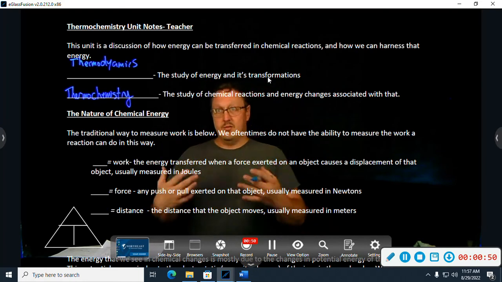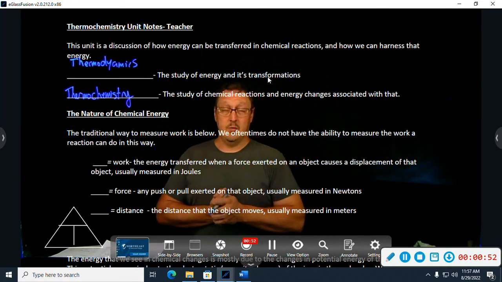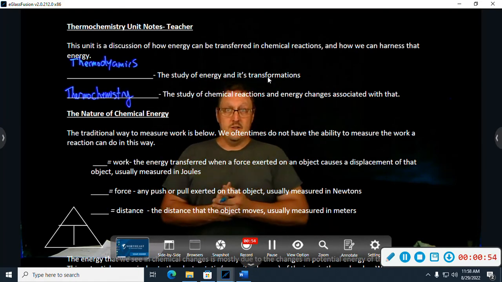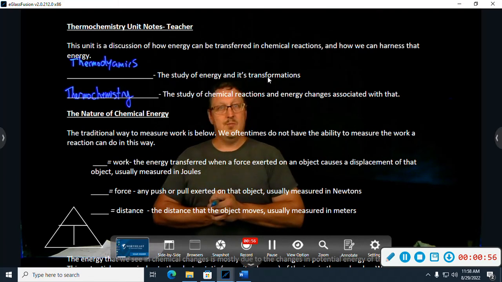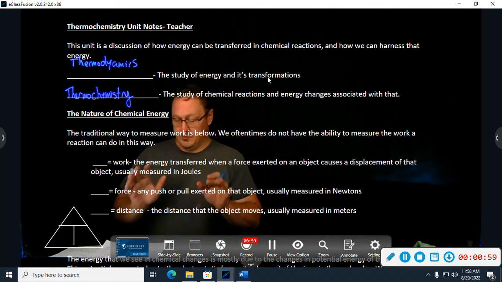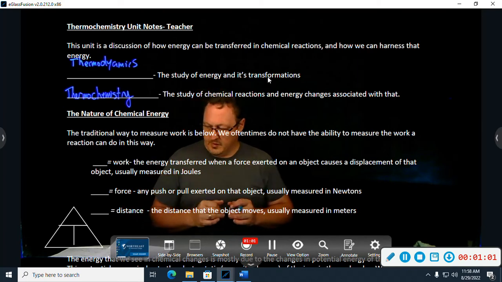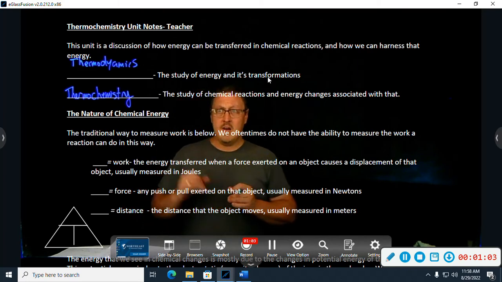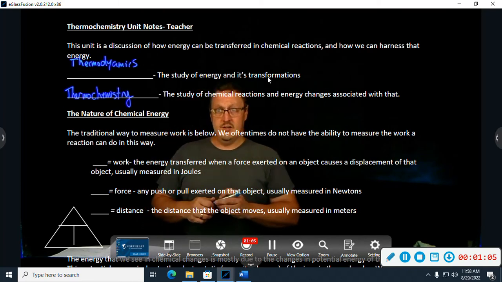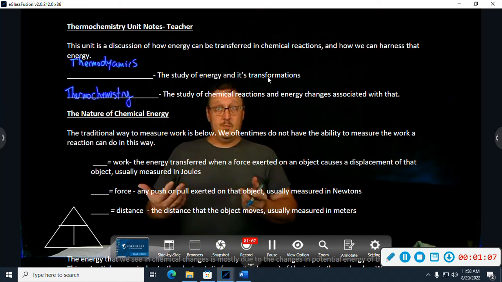We're going to start jumping right into the nature of chemical energy and how that works. So there's going to be a lot of information here that's fairly complicated, but we're not going to use all that much of it. So just hold on and we'll see how this plays out, okay? All right, so the nature of chemical energy. The traditional way to measure work is below.